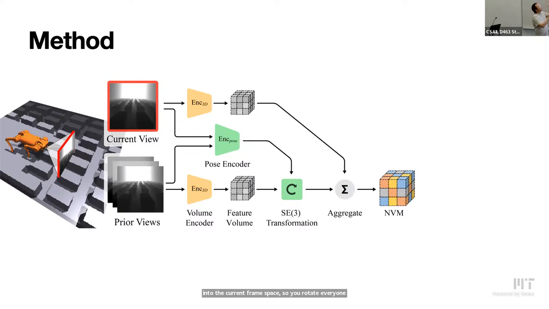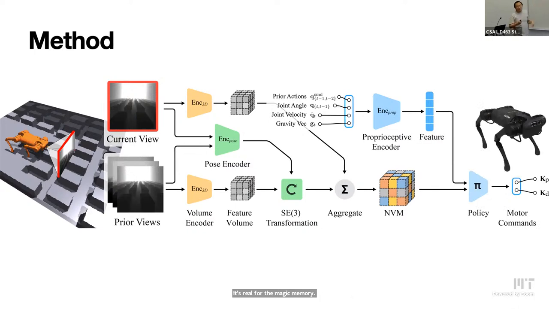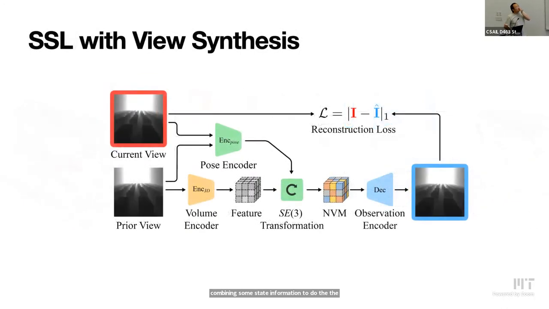This is basically incorporating more geometry reasoning, instead of what we usually do in robot learning, where we have multiple frames, just stack them together and go to the CNN. Here we have more 3D things: extract 3D features, align in 3D space, and combine them together to give the network a neural volumetric memory, NVM. This memory combines with some state information to do the locomotion control. The representation is trained using view synthesis loss.